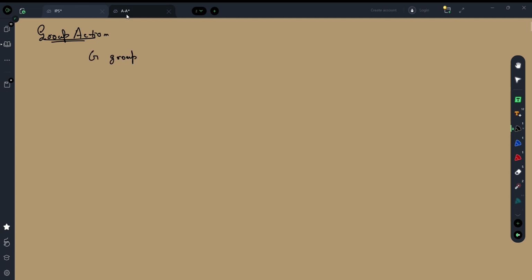we have a group G, and we have an arbitrary set A. Obviously the set A is non-empty, to be precise. Then we say that G acts on A. This is equivalent to saying that there is a map from G cross A to A, and the map obeys certain properties.